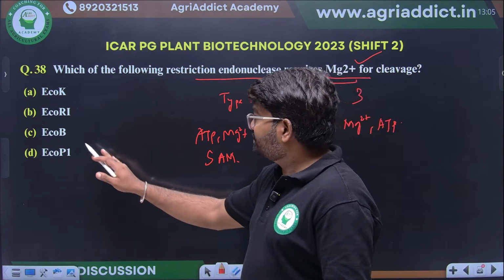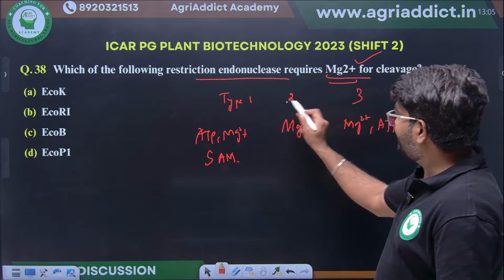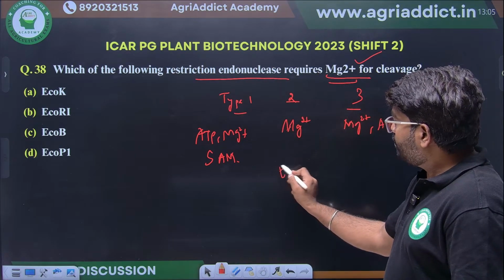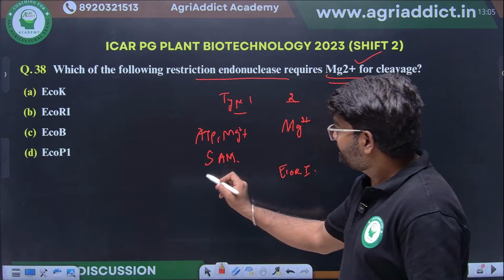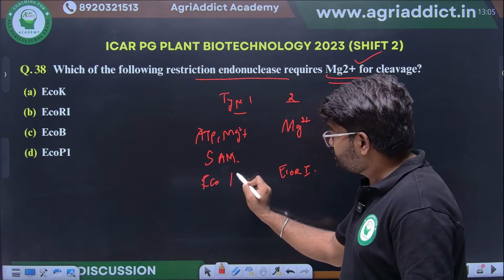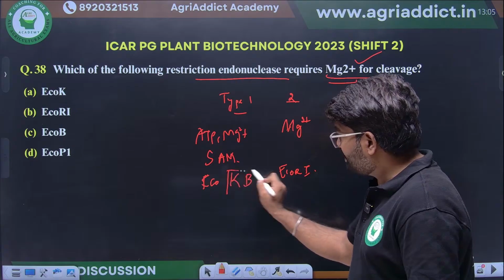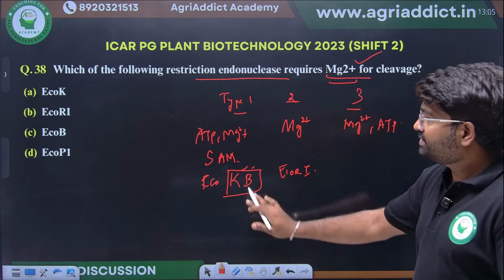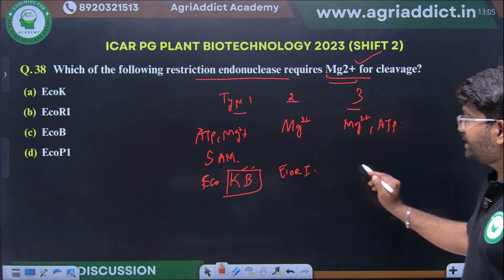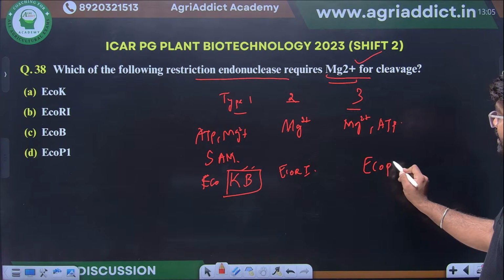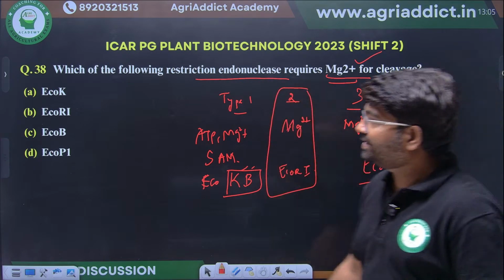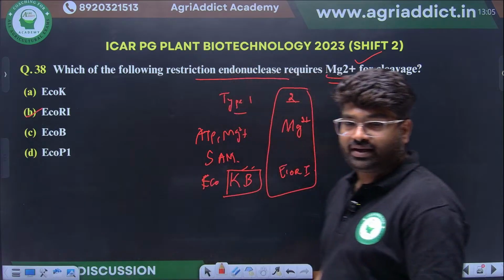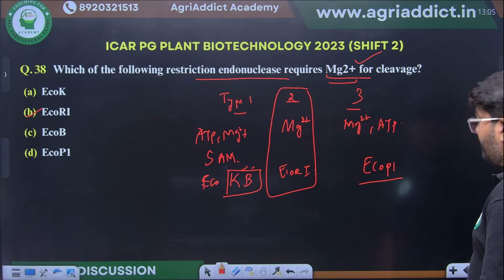If you see the examples they have given, I will write them here. EcoRI is a type 2 restriction enzyme. EcoKB, this you should never forget, comes under class 1, and EcoP1 will come under type 3. So the right option that uses only magnesium is EcoRI. Yes, very good.